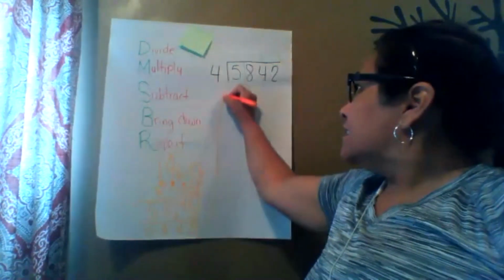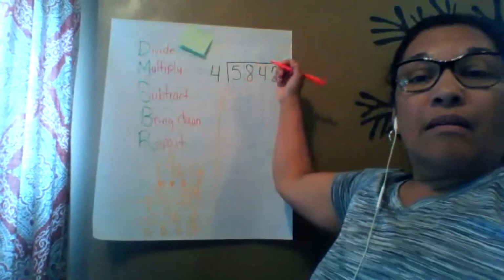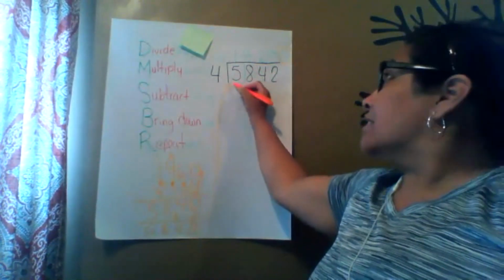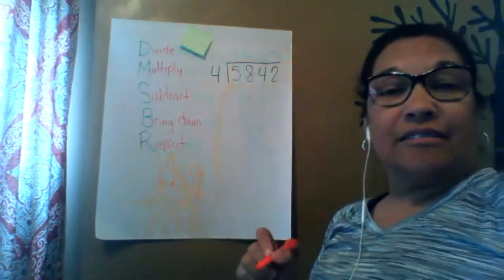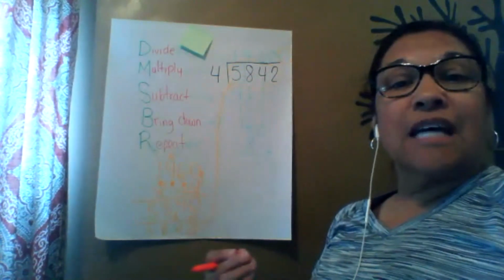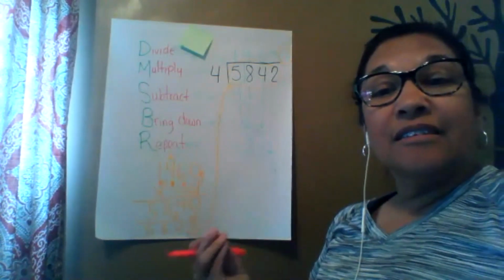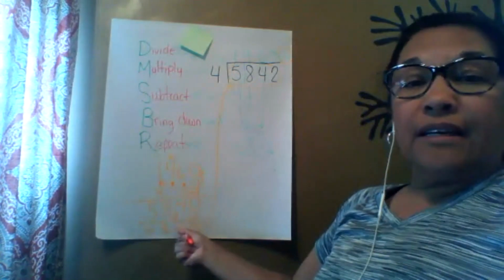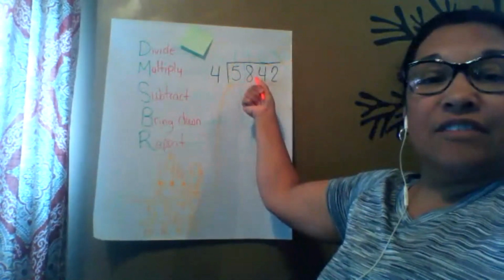Now, does my product equal the same as my dividend? Remember, a factor times a factor equals a product. Good job. So your product has to be the same as your dividend.